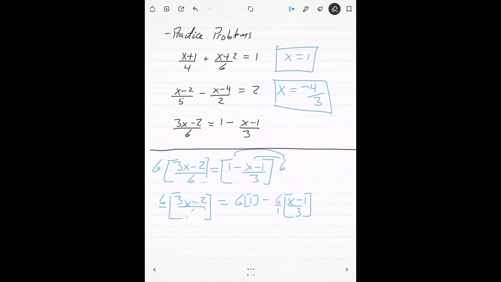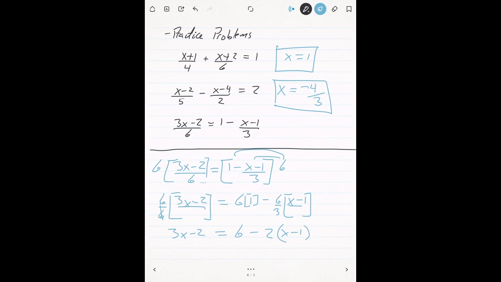All right, let's move the 6 out. And let's go ahead and move the 3 out. And what do we end up with? Well, 6 divided by 6, that's just a 1. So we're left with 3x minus 2. 6 times 1 is 6. And then here we have 6 divided by 3 is a 2. And x minus 1 is what's left in parentheses.